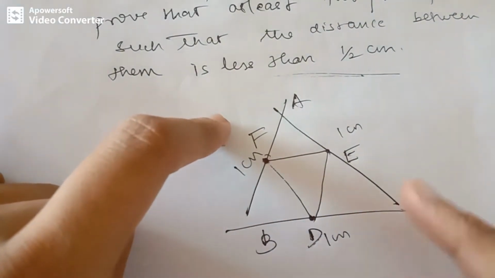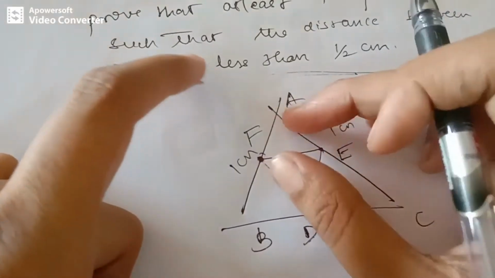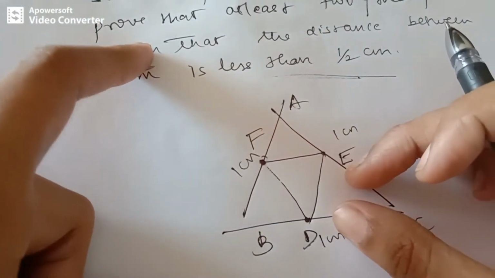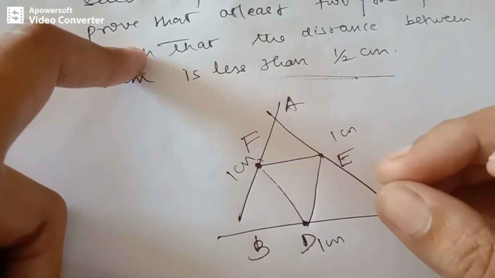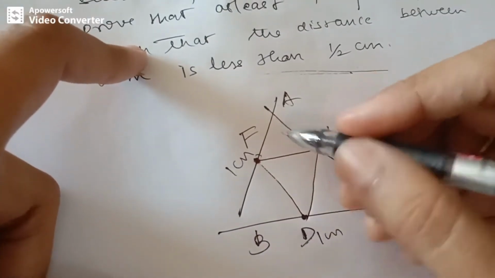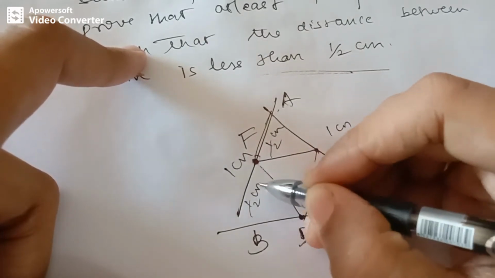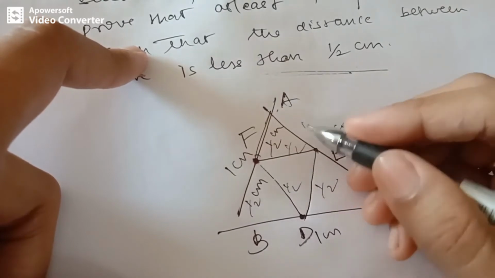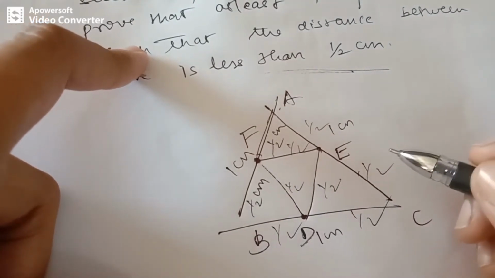Now the entire triangle ABC is partitioned into 4 equilateral triangles, and equilateral triangles mean all their sides have the same length. So here you can observe that this is half a centimeter, this is half a centimeter, this is also half a centimeter. So each side is half a centimeter.